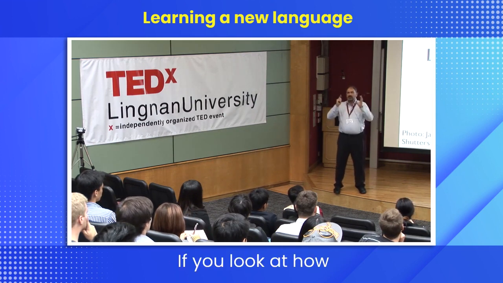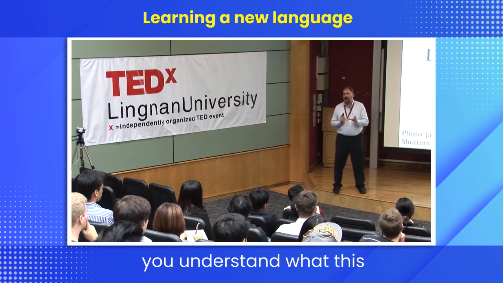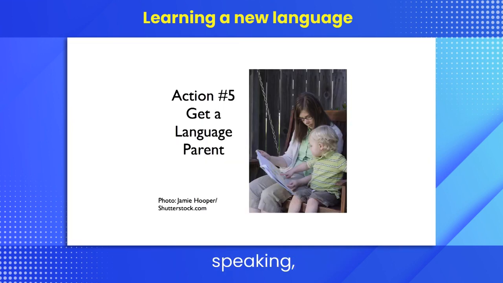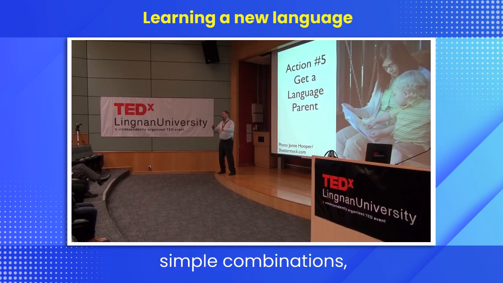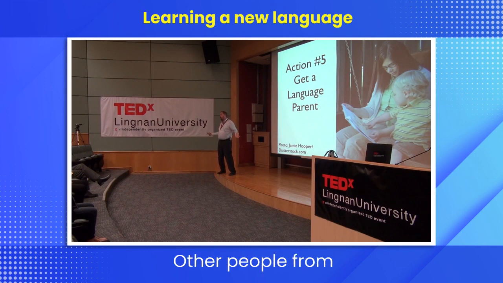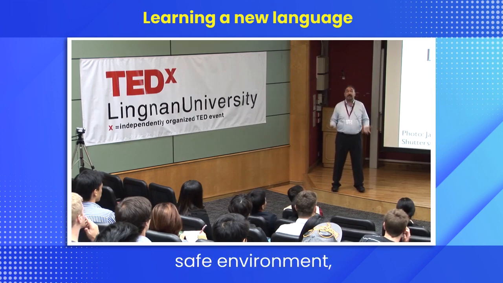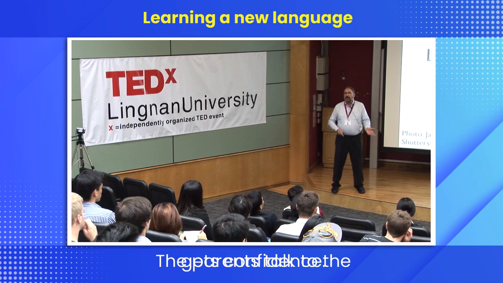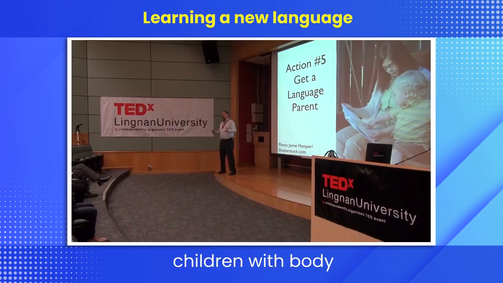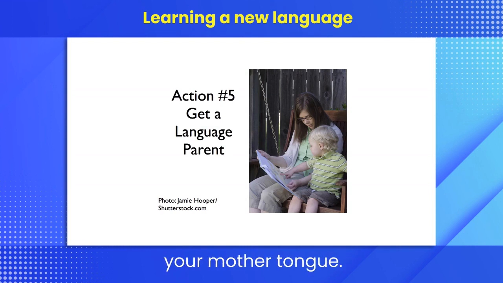If you look at how children and parents interact, you understand what this means. When a child is speaking, it'll be using simple words, simple combinations, sometimes quite strange, sometimes very strange pronunciation. Other people from outside the family don't understand it. But the parents do. And so the kid has a safe environment, gets confidence. The parents talk to the children with body language and with simple language they know the child understands. So you have a comprehensible input environment that's safe. We know it works, otherwise none of you would speak your mother tongue.